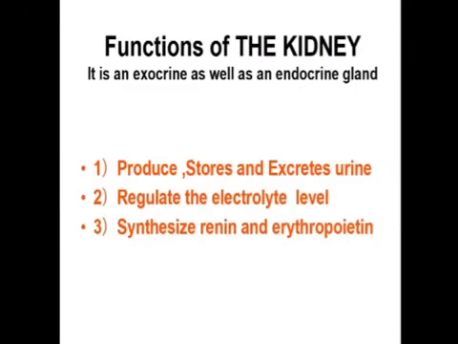The functions of the kidney. Kidney is an exocrine as well as an endocrine gland. So the functions of the kidney are: the exocrine function is the production, storage and excretion of the urine, and it also regulates the electrolyte level. And its endocrine function is that there are certain hormones, the renin and erythropoietin, which are synthesized in the kidney.